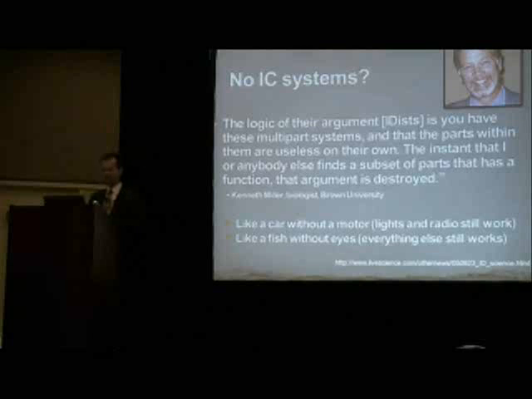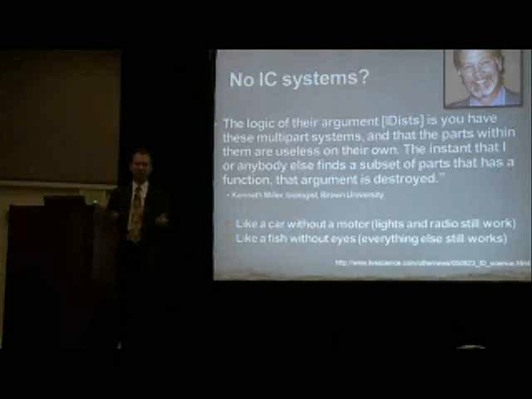Make sense? Like a fish without eyes. Everything else still works, but you take out the eyes, you can't see anymore, but does the fish still work? Fish still works, so is the fish irreducible? Not irreducible according to Miller.